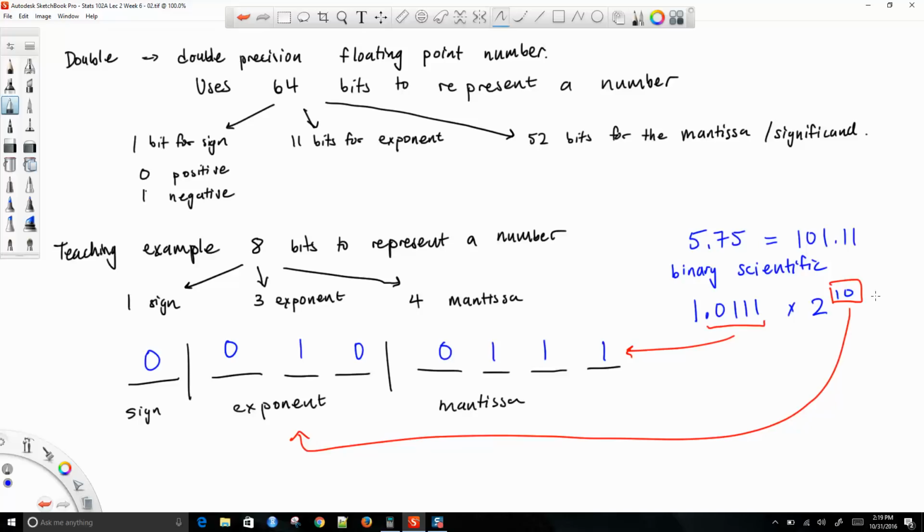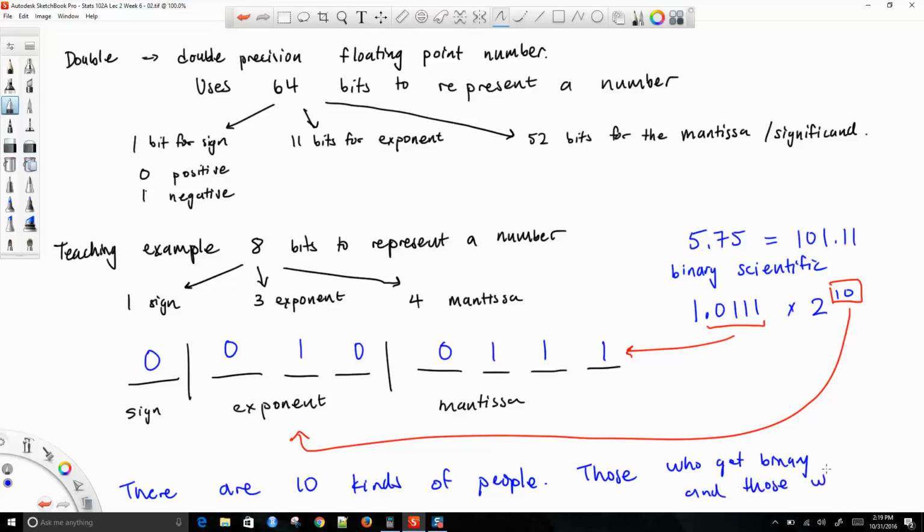All right, the old joke is there are people, you know, those who get binary and those who don't. Okay, that's haha. All right.